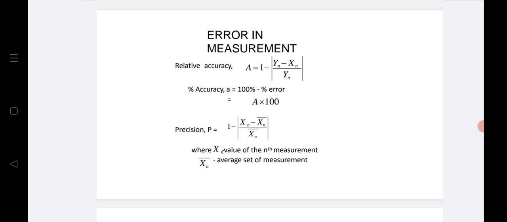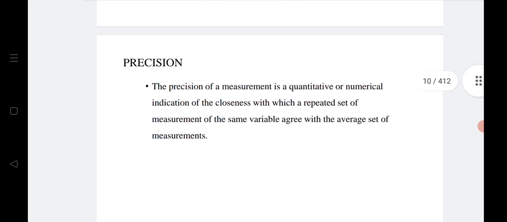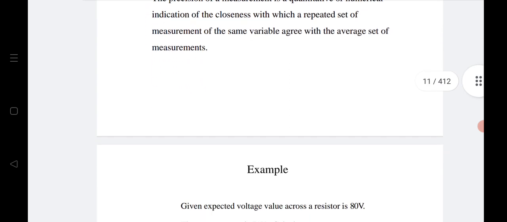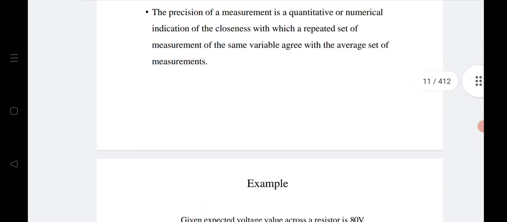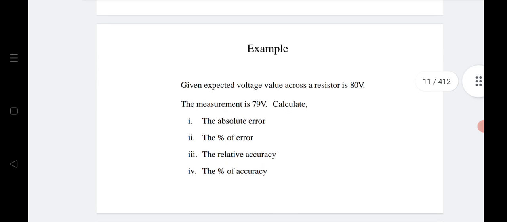Precision P is nothing but 1 minus (value of the nth measurement minus average set of the measurement) divided by average set of measurement. This is known as precision. Okay, let us take one example so you will understand here.